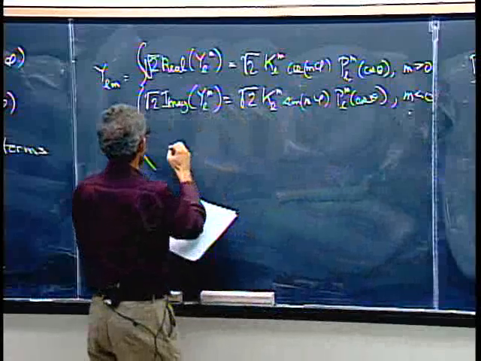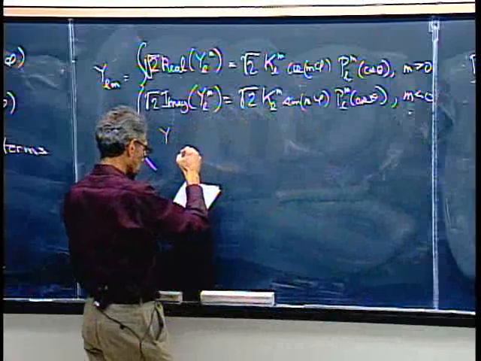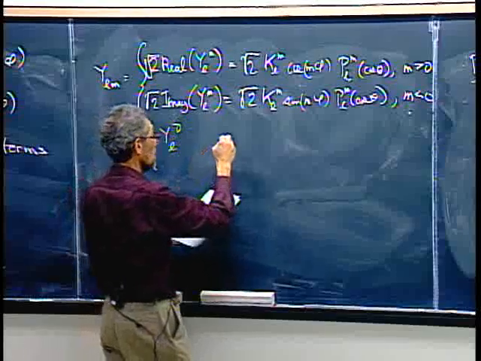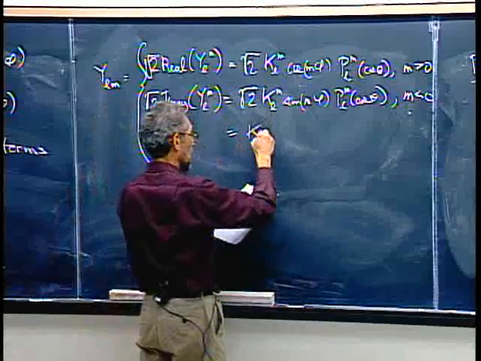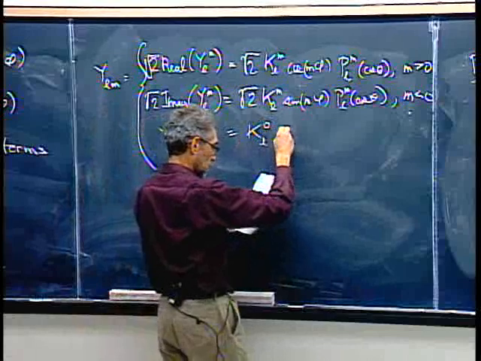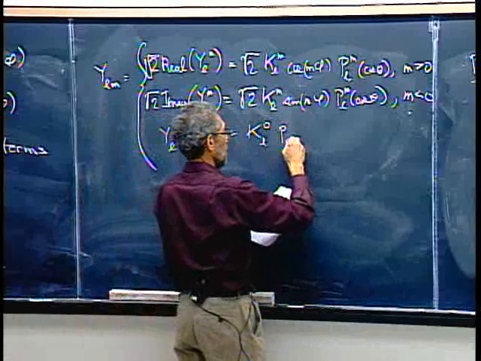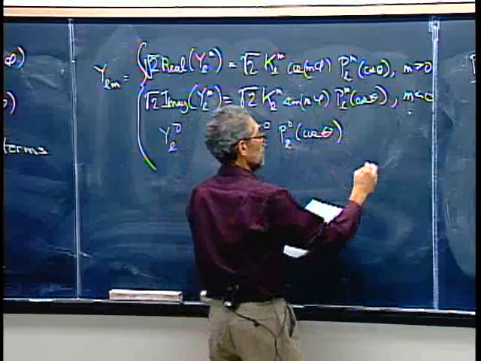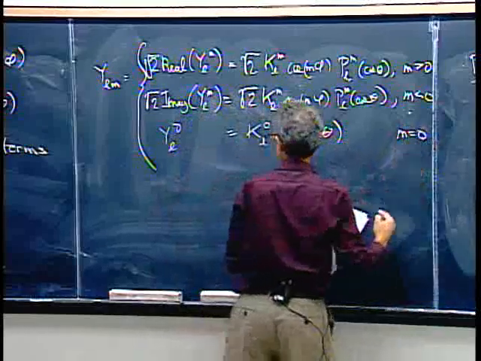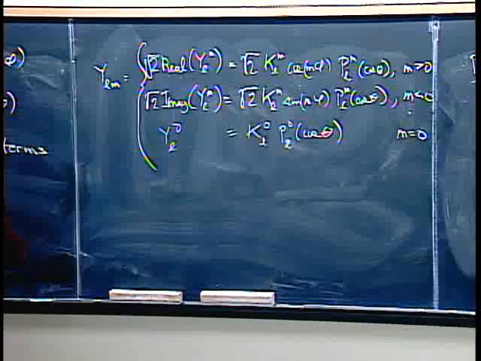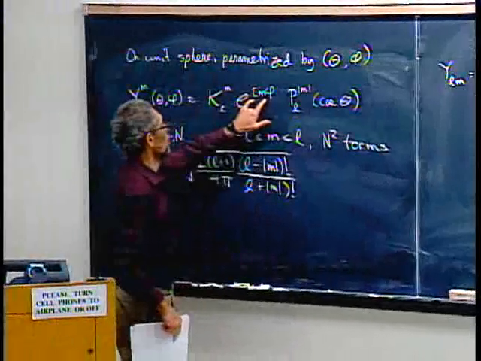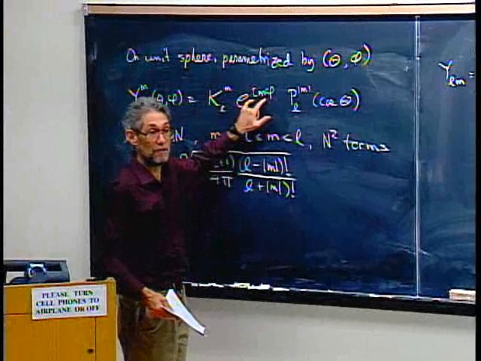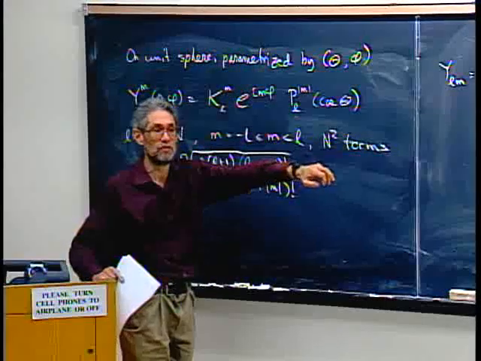And for m equals 0, it's just Y_L0, which is K_L0 P_L0 cosine theta for m equals 0, right? Because if we have m equals 0, this is e to the 0 power, which is 1, and we're not getting an imaginary part anyway. Just like in the Fourier series, where I made a special term for that.